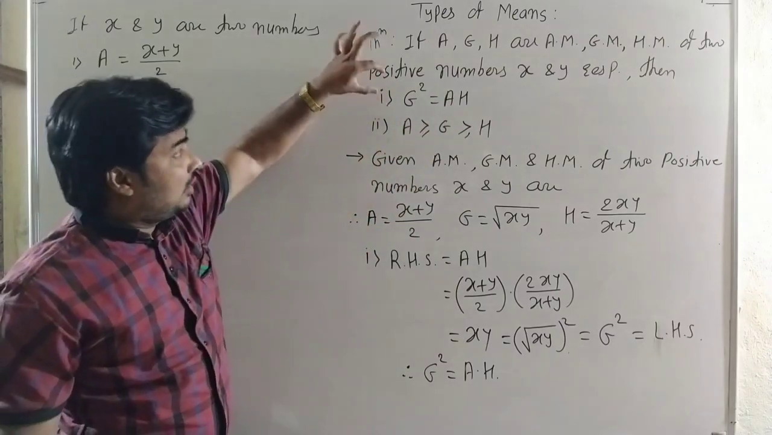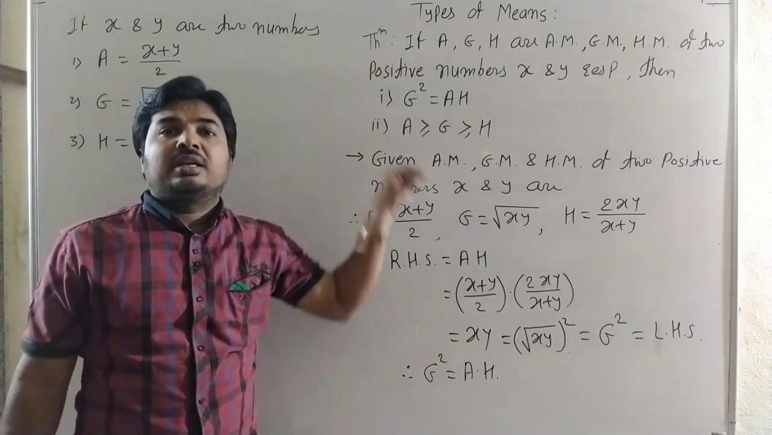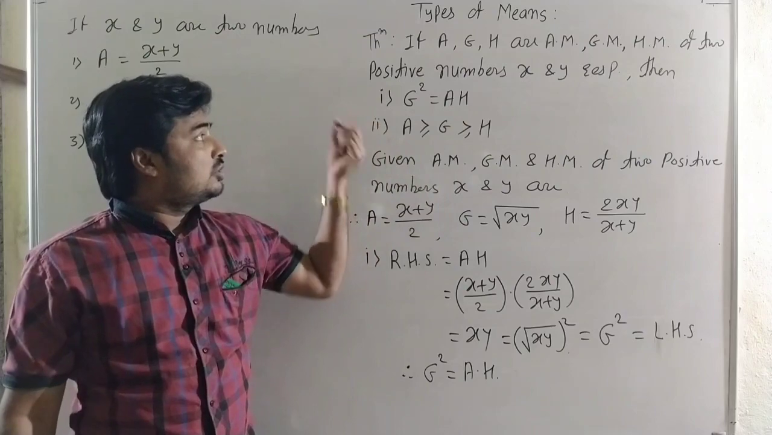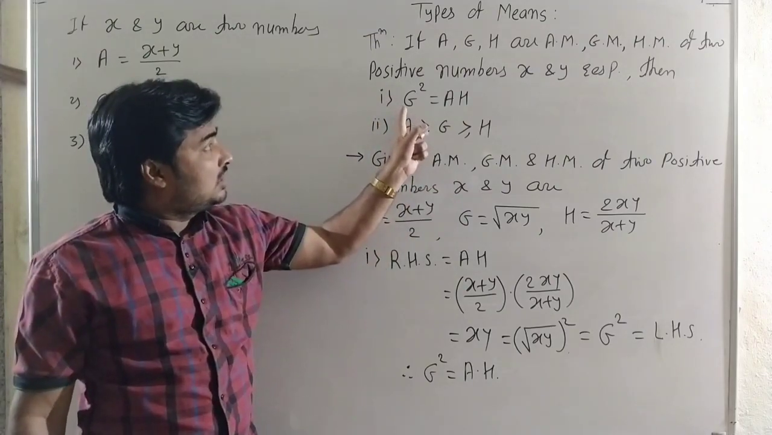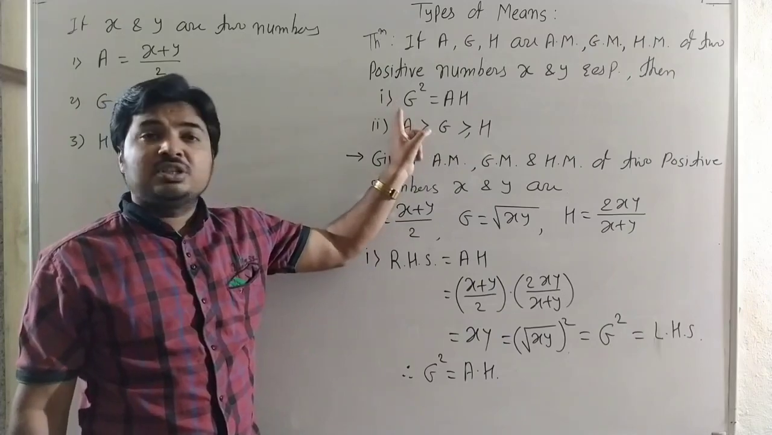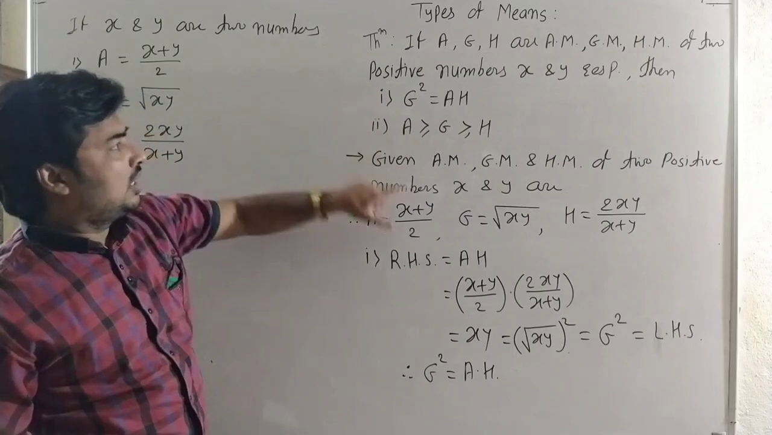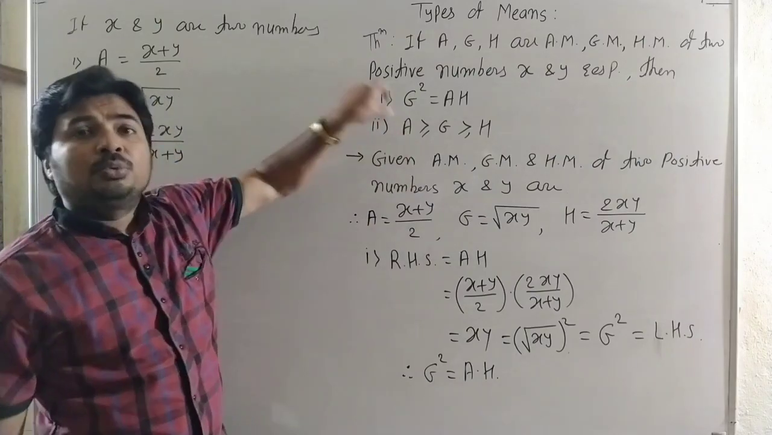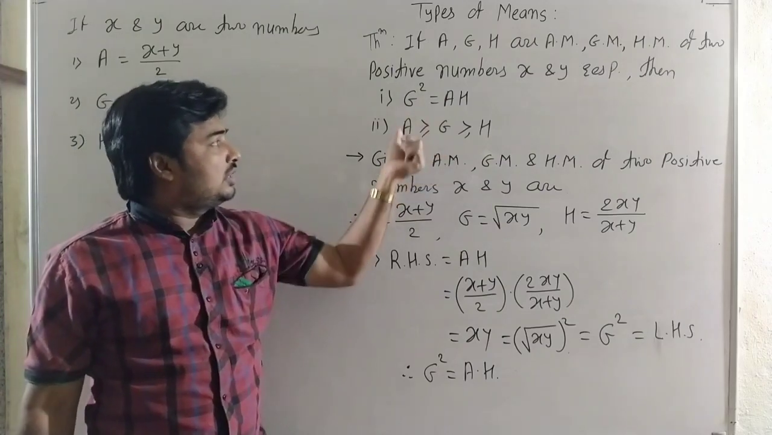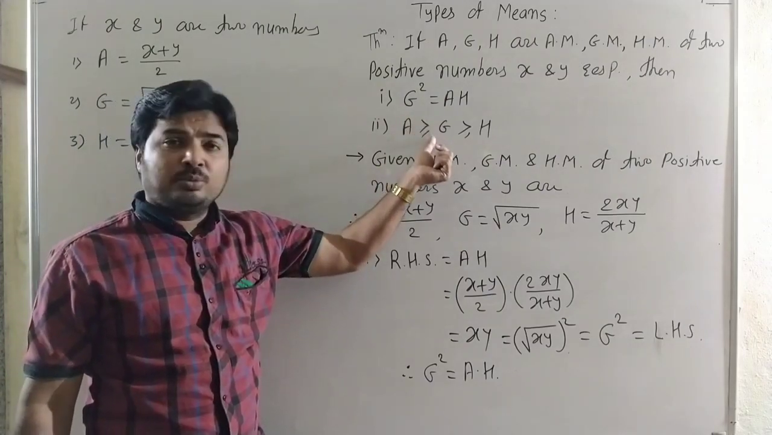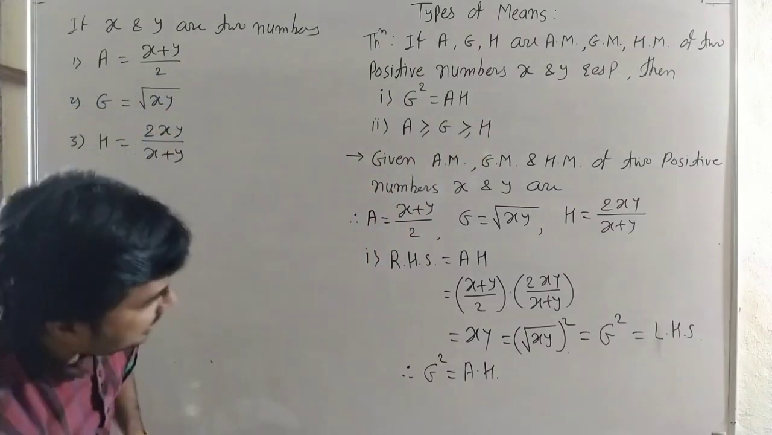Remember this result, we use it in our examples on the geometric mean, harmonic mean and arithmetic mean. The result is G square is equal to A into H. Now this is the proof for the first. Now for proving the second condition, that means the arithmetic mean is greater than or equal to the geometric mean is greater than or equal to the harmonic mean. Now see carefully the proof.